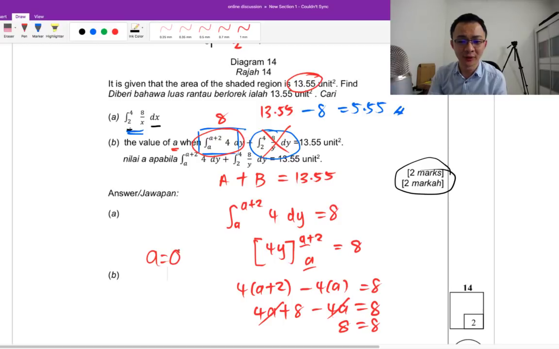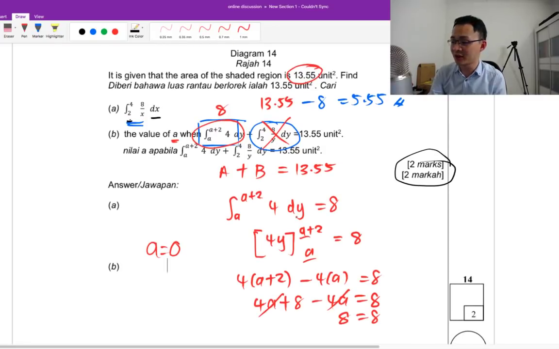Okay, so let me just move on to the next question. Why 4y? Because if you integrate 4, you will get 4y. If you integrate 5, you will get 5y. If you integrate 10, you will get 10y. This is how we do the integration. If you integrate any constant value, and here is dy, then I will get 4y. If here is dx, I will get 4x.